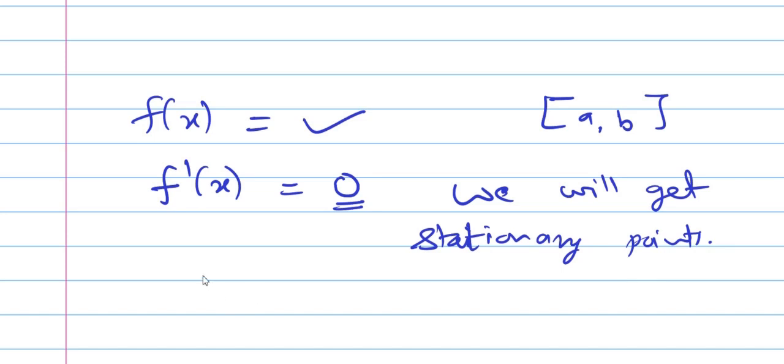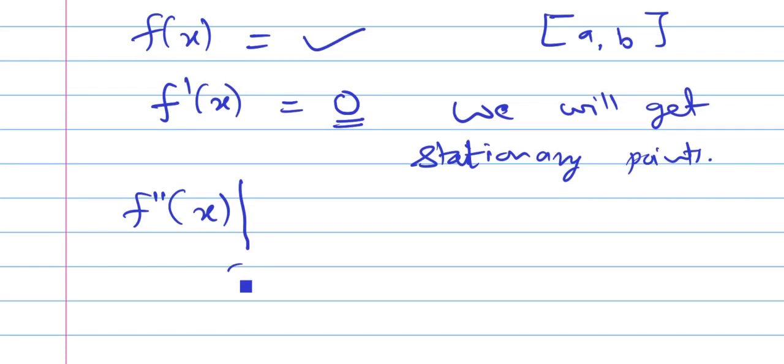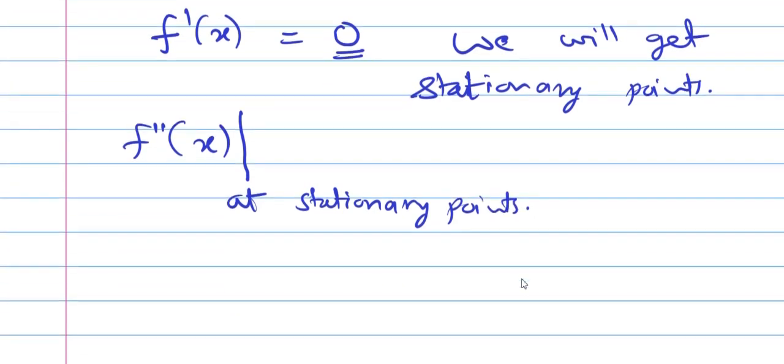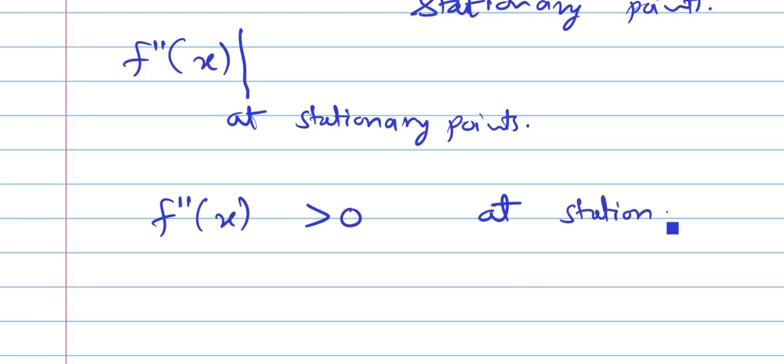Okay. After that, once again we have to differentiate this f of x. दूसरी बार डिफ्रेंशिएट करेंगे, उसके बाद then we will check the value of this f double dash x at stationary points. If f double dash x is greater than 0 at stationary points, stationary points कैसे मिलता है? फर्स्ट टाइम डेरिवेटिव को 0 से इक्वेट करने के बाद.